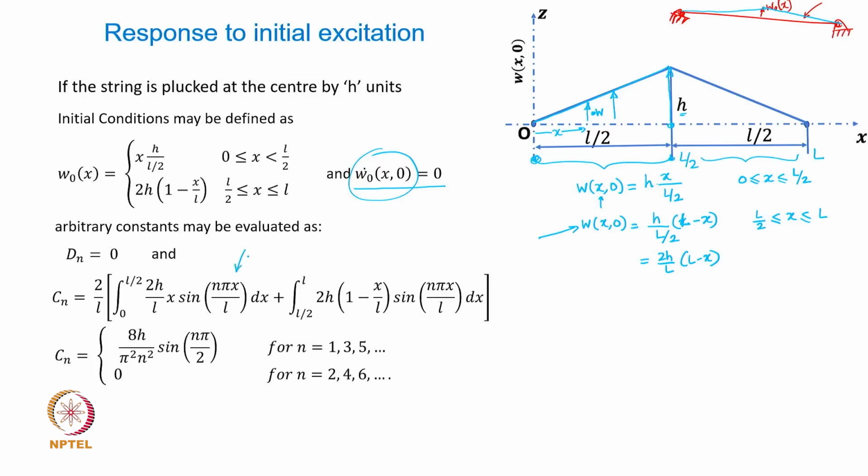So you have two different integrals to be evaluated, so you can integrate it by parts. When you integrate it by parts, this is finally the expression for Cn that you will get, which gives you the value of Cn as a function of the initial plucking distance, that is h, and the expression here in sine function, where n will take the value 1, 3, 5 and so on, and is going to be equal to 0 for n equal to 2, 4 and 6. That comes out from the integration.